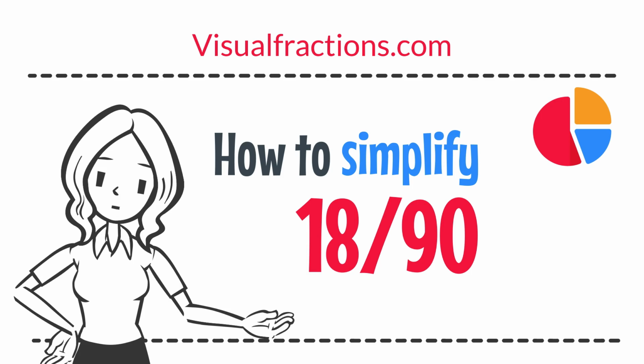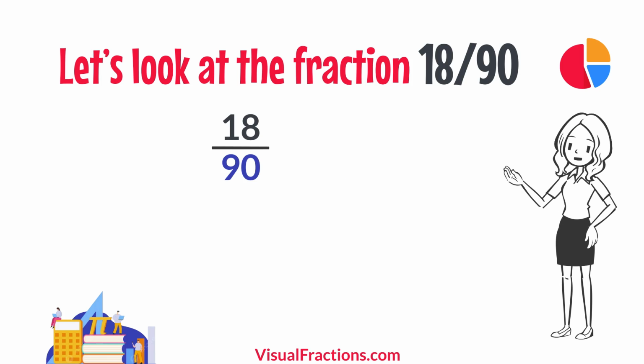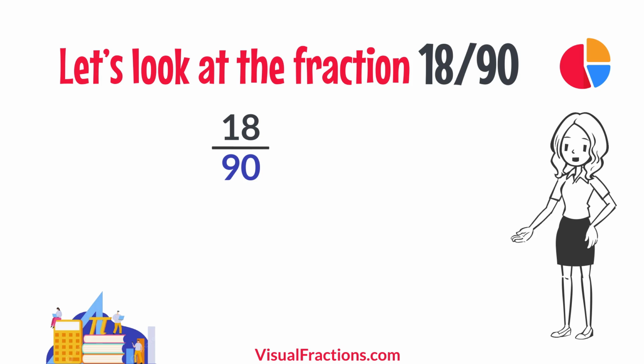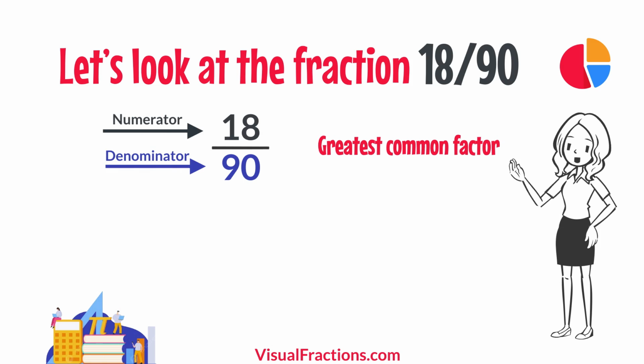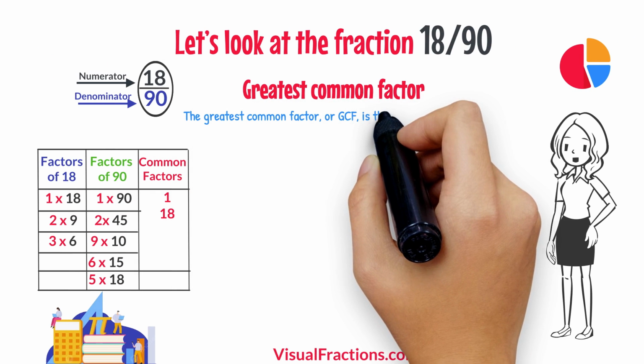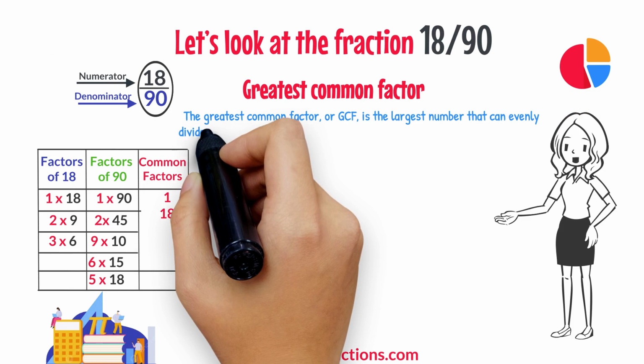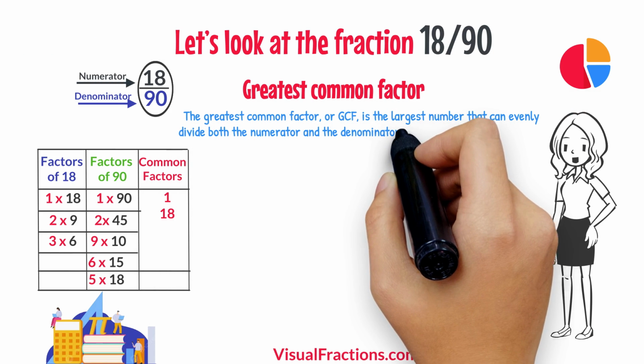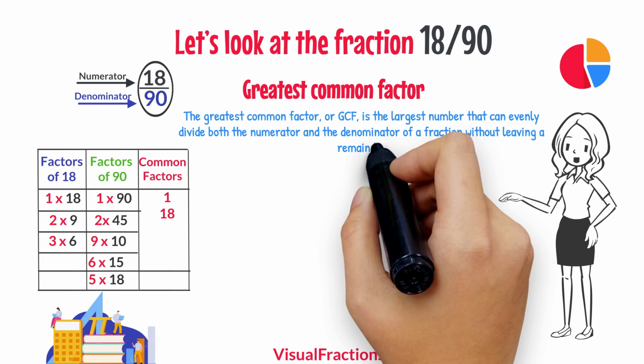Today, we're going to explore how to simplify the fraction 18/90ths to its lowest terms. Let's look at the fraction 18/90ths. To simplify it, we'll divide both the numerator and the denominator by their greatest common factor. The greatest common factor, or GCF, is the largest number that can evenly divide both the numerator and the denominator of a fraction without leaving a remainder.